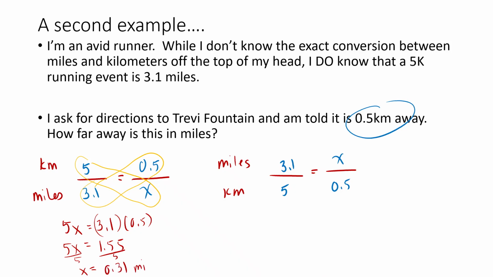0.31 miles. So about a third of a mile, or if you're familiar with a track, a quarter mile. So this would be 0.25 plus some. Okay, so not quite 2 laps around a track. So about a third of a mile, 3/10 of a mile. And that just gets it into a unit that means a little bit more to me.